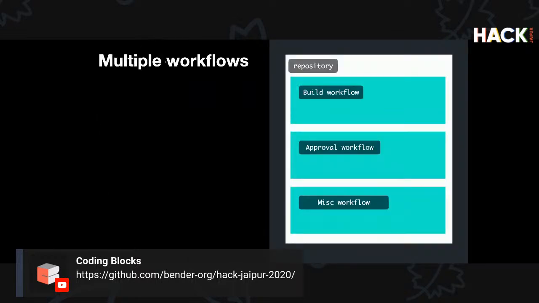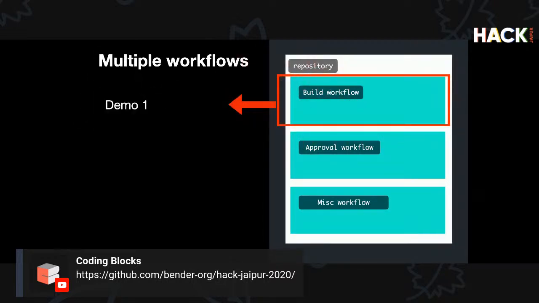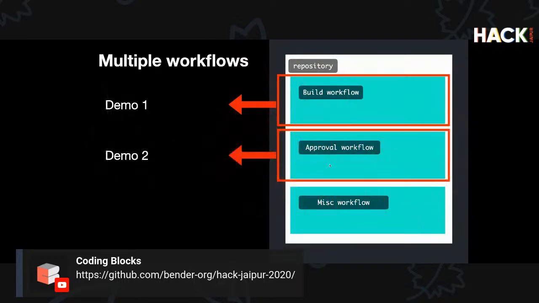So what I've done in the second demo is basically we had the first build workflow, which is building the Node.js application and running some tests in different environments. And then the second approval workflow just adds a label every time somebody gives an approval to the pull request, right?